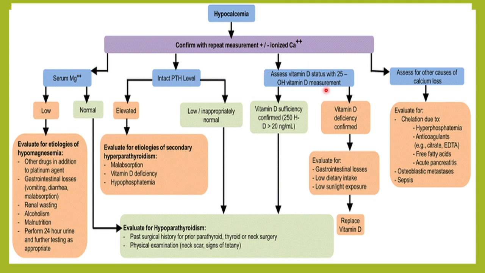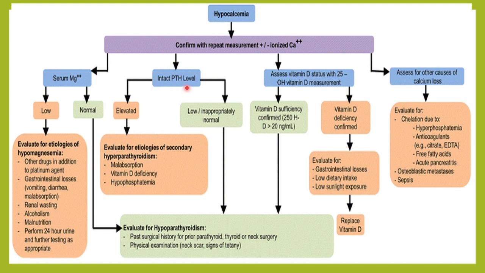You assess the vitamin D of the patient and you found that the patient is having increased vitamin D, but the patient is having hypocalcemia. So when the vitamin D level is normal or high and hypocalcemia is there, we should always think of hypoparathyroidism. Is there anything wrong with the parathyroid gland? Is it causing low calcium? I've told you, assess the PTH level.